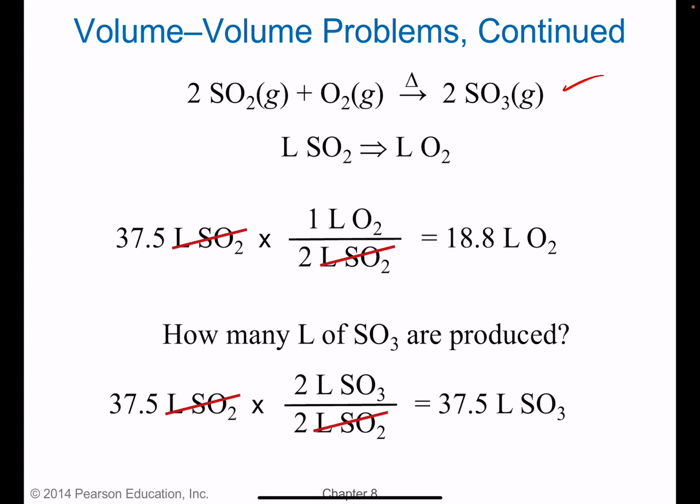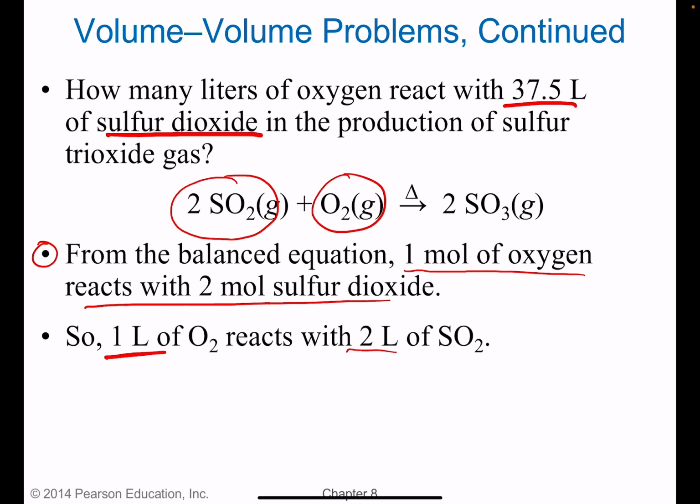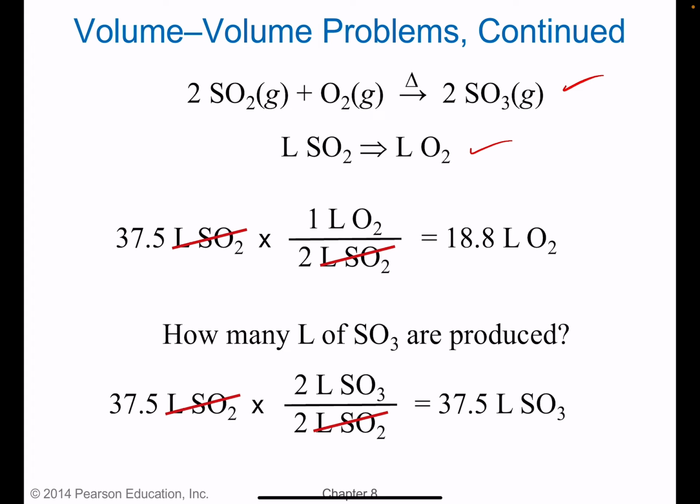Here's our balanced chemical equation, and this is just reminding us what we were trying to do. Go from liters, the 37.5 liters of sulfur dioxide, to liters of oxygen. So we start off with what we were given, 37.5 liters of SO2. We just noticed that it's a 1 to 2 ratio, and we put the 2 on the bottom so that liters of SO2 cancels. And that gives us 18.8 liters. Again, just one step.